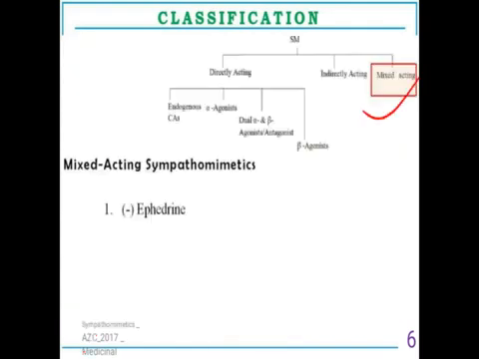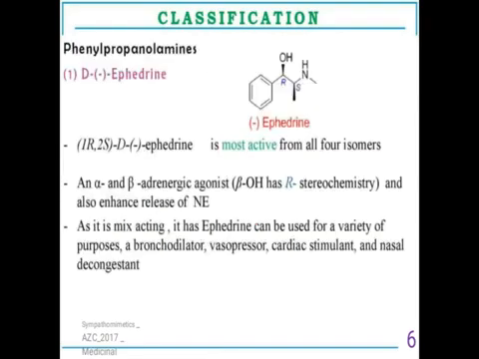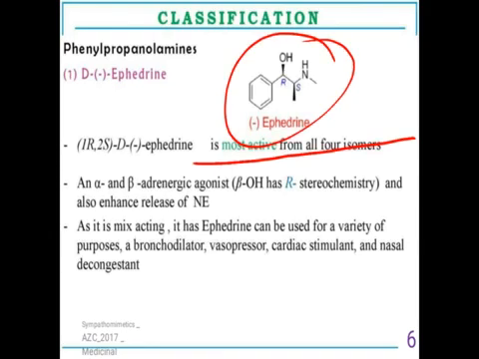The last one, mixed acting, is negative ephedrine. That is the 1R 2S configuration. D-negative ephedrine is more active than all the other forms, that is SR, RR, SS. These are the three other isomers, and this is the fourth, the RS isomer. So this RS isomer, the negative ephedrine, is more active than positive ephedrine, than positive pseudoephedrine, and than negative pseudoephedrine.